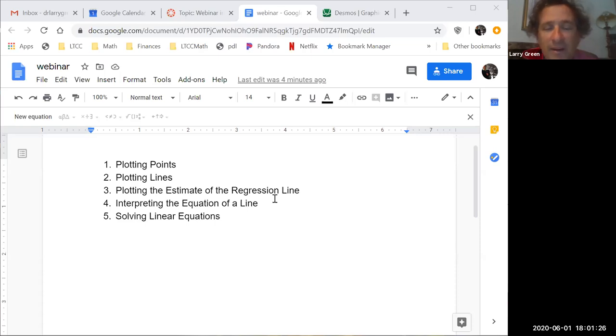That'll be the hardest part of this week, actually, is how do you interpret the slope and the y-intercept of a line, because that involves language. And then after that, we'll get into solving linear equations. So the good news is, unlike last week, this week is not all word problems. We actually have some non-word problem stuff to do.